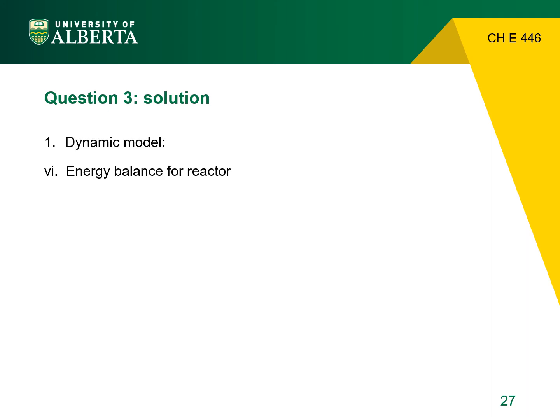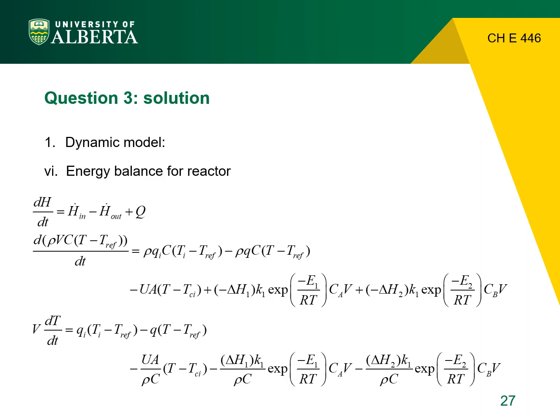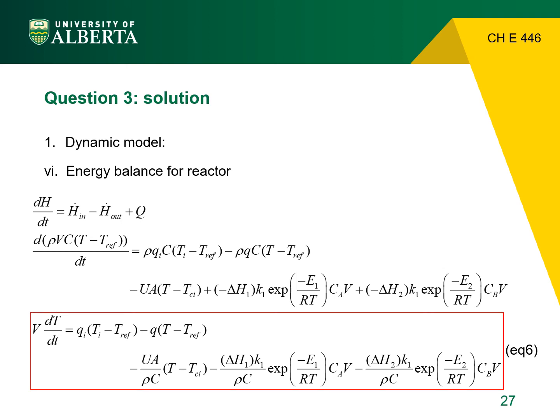Now we conduct the energy balance for the reactor. Using the law of conservation of energy, we have the rate of accumulation of energy in the reactor equal to the differences in the rates of flow of energy into and out of the reactor, accounting for heat loss to the cooling jacket as well as heats of reaction. Therefore, equation 6 represents the change in temperature, or rather rate of change of temperature, inside the reactor.